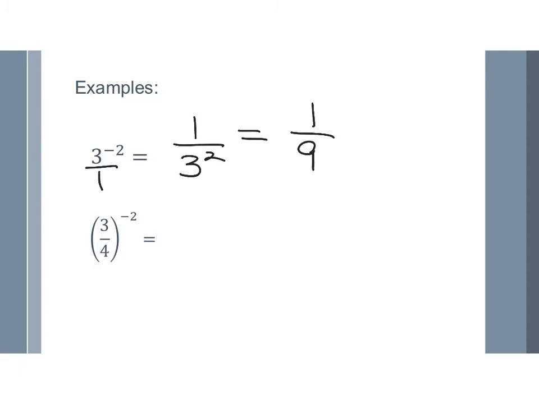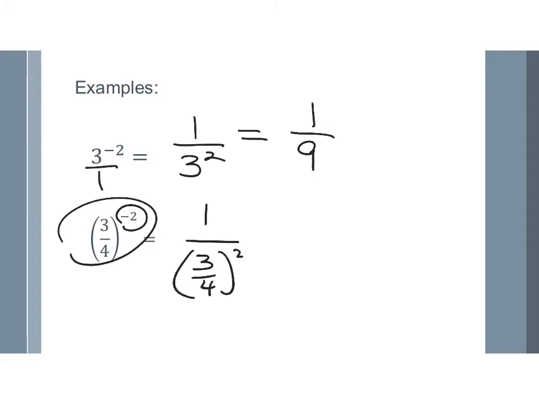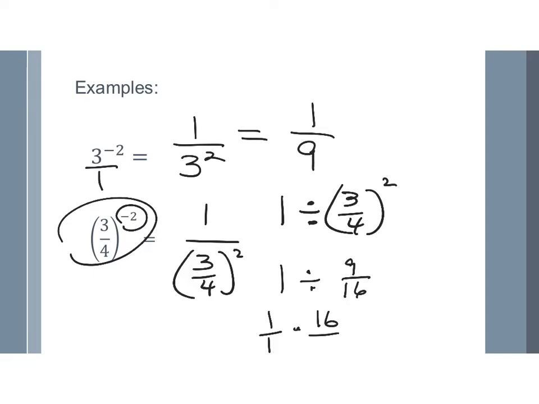Now, I'm going to show you the long way, and then I'm going to show you the short way. So the long way would mean to do this. As soon as you see a negative exponent, this means to take this whole thing and put it underneath the 1, and then make the exponent positive. And then again, remember what would happen here. So here, it would really mean 1 divided by 3 over 4 squared. So I could make it 1 divided by 9/16. Keep, change, flip, 1 over 1, 16 over 9, and then that's my answer.